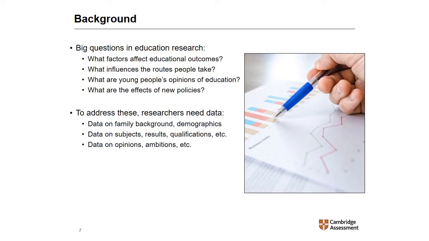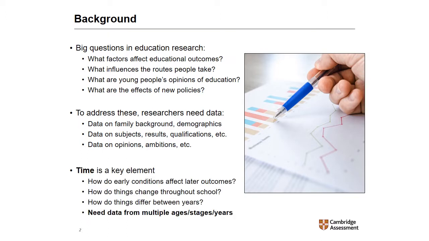And we need data on a range of things like family background and demographic variables. We need data on things like the subjects people take, the results they gain, and the qualifications they gain. And we need data on more personal things like people's opinions and their ambitions. And in all of this, time is a key element, because we're thinking things like, how do early conditions affect later outcomes? How do things change throughout someone's school career? How do things change between years? So not only do we need data on a range of variables, we also need data from multiple ages, multiple stages of education, or multiple years.